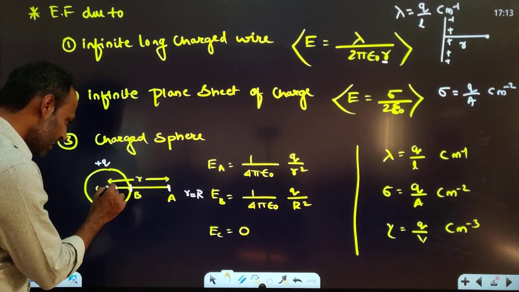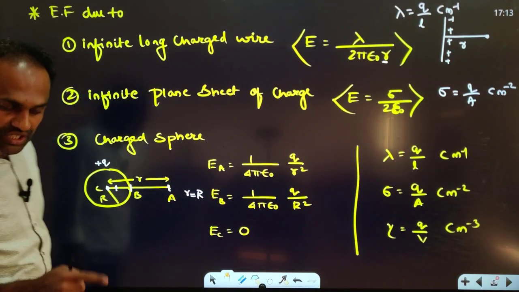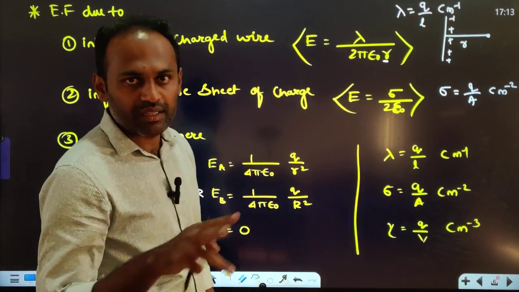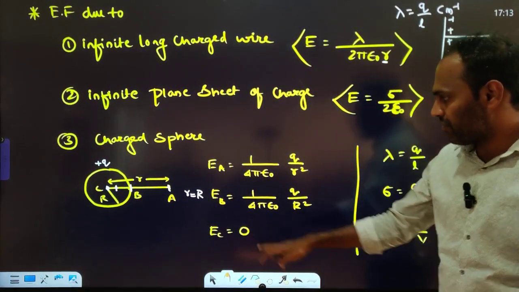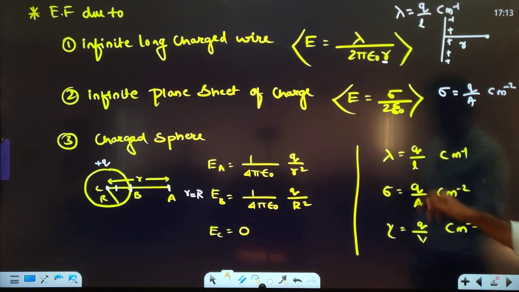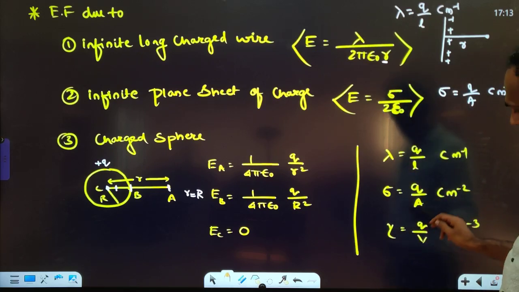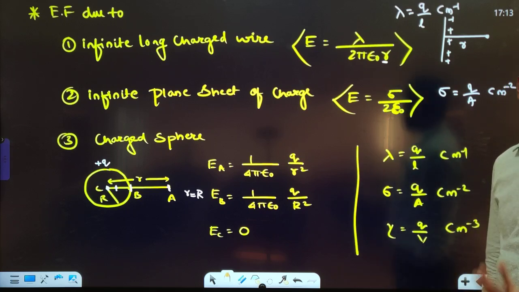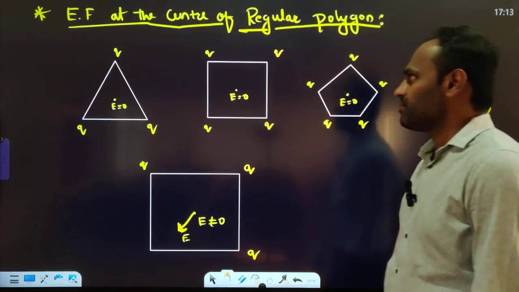And electric field inside the sphere will be 0 because there are no charges inside the conductor. Charges always reside on the surface of a conductor. They will not be present inside the conductor. That's why electric field inside the sphere will be 0. Okay, so here these are the charge densities: linear charge density, charge by length; surface charge density, charge by area; volume charge density, charge divided by volume. Depending on the body, you have to take these charge densities. Okay, we'll go for the next concept now.